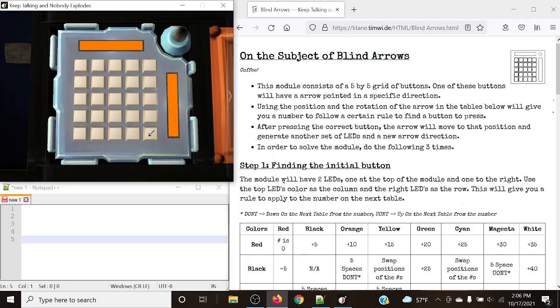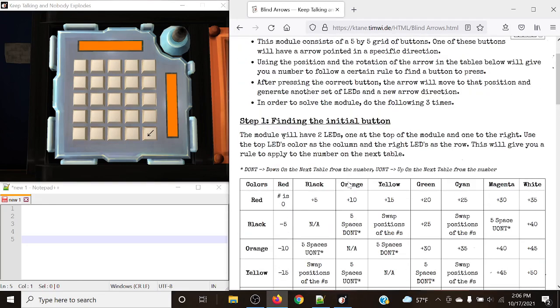So this is the way the module looks. It has a 5x5 grid of buttons, with one of the buttons, in this case, having an arrow pointing in a specific direction. We also have two LEDs, one on the top and one on the right. What we're going to use is the position the arrow is currently at, the direction it's pointing, and the colors of the LEDs to determine what button we need to press next. In this case, we need to first find the initial button.